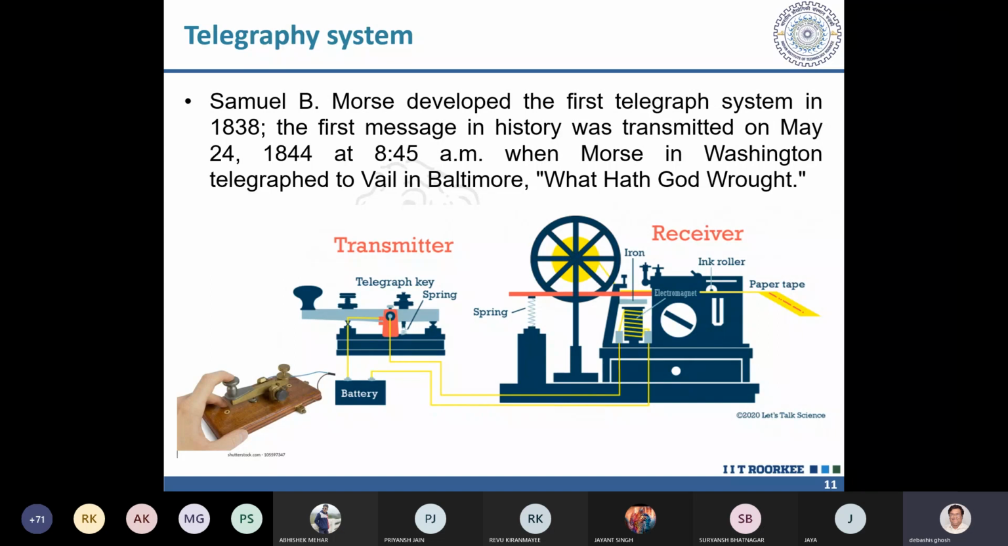Okay, so this paper tape will have a series of dots and dashes. As you can see here in the picture, here also I have shown that it is a dash and then dots like that. So some dashes and dots will be printed on the paper, and there will be some expert who will then be deciphering those dots and dashes, decode it and then find out what is the message that has been transmitted from this end.